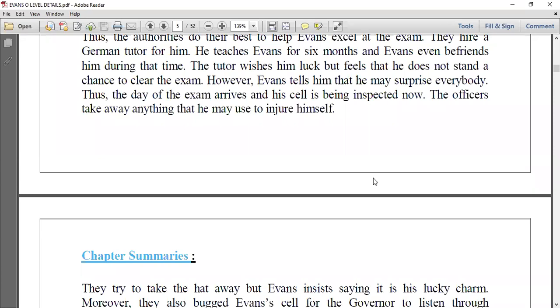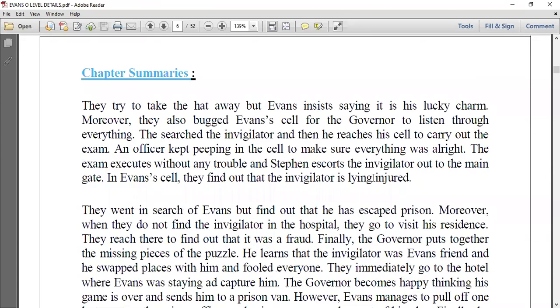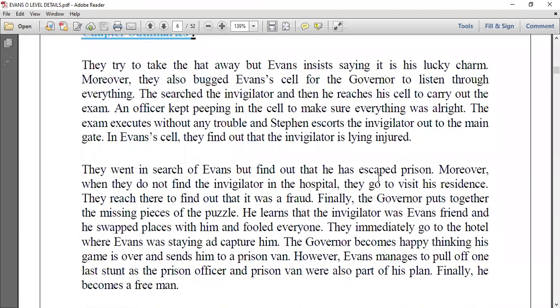Now the officers take away anything that he may use to injure himself or others. They try to take his hat away, but Evans insists, saying it is his lucky charm. So he wore a hat, and of course that was something lucky. When they were checking and wanted to remove the hat during the examination, he insisted, saying it is his lucky charm. When I have this one, I can complete my examination and get good marks. He requested, but they ignored him.